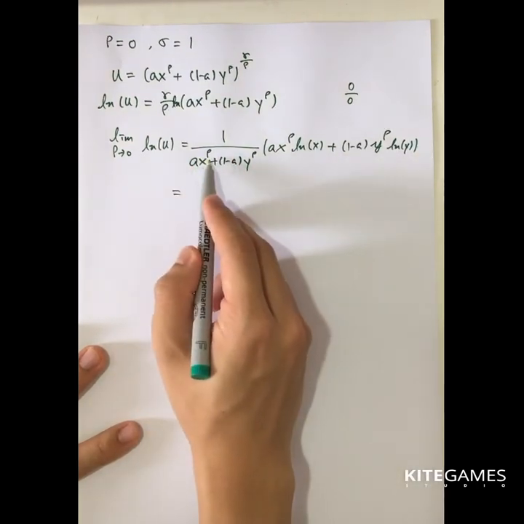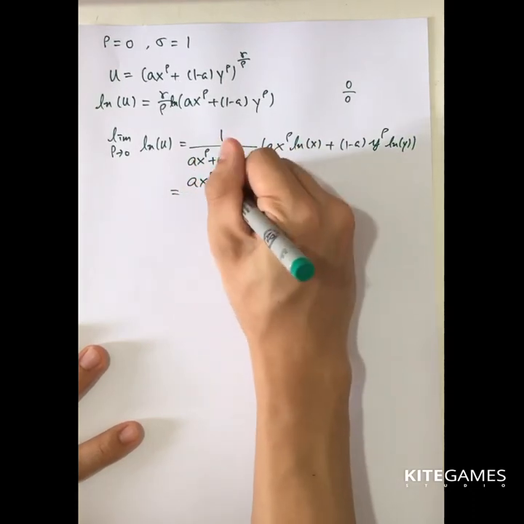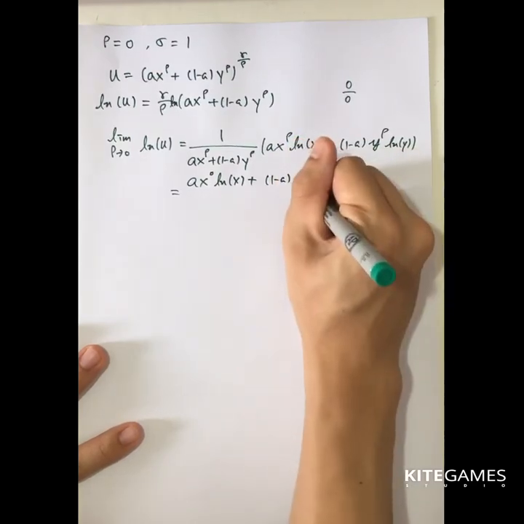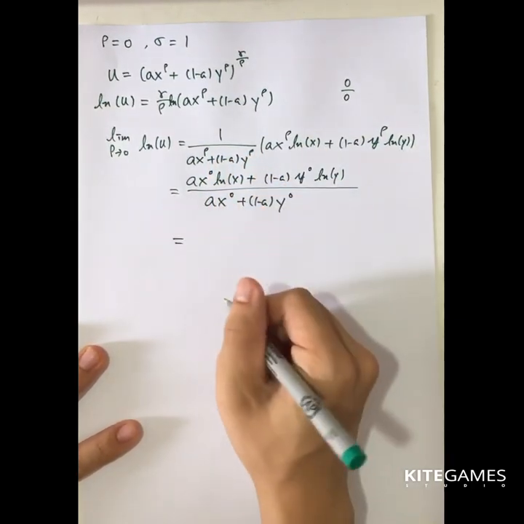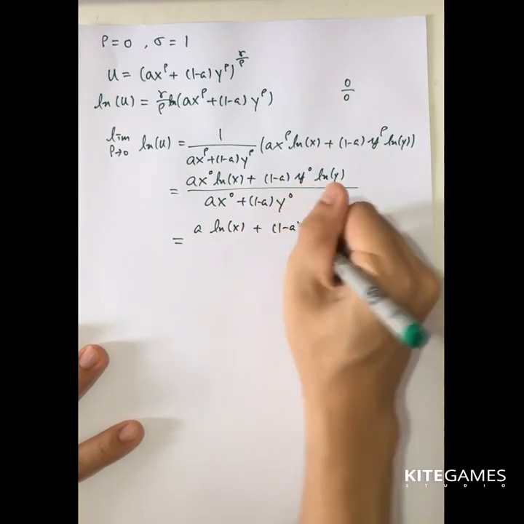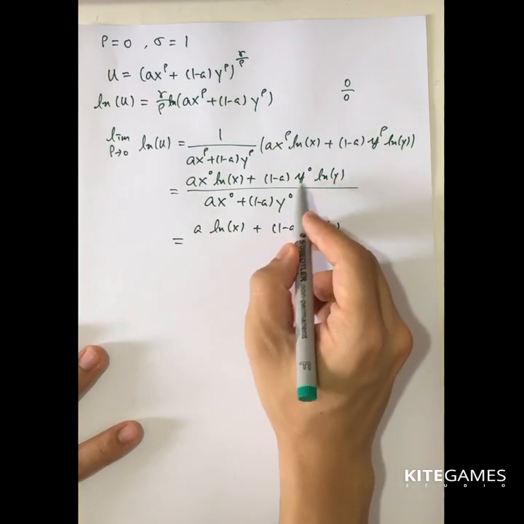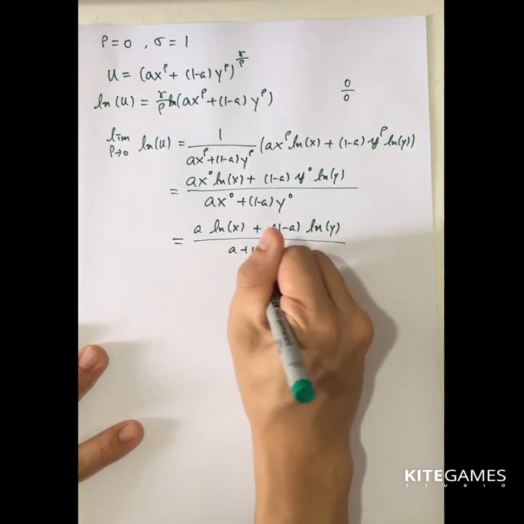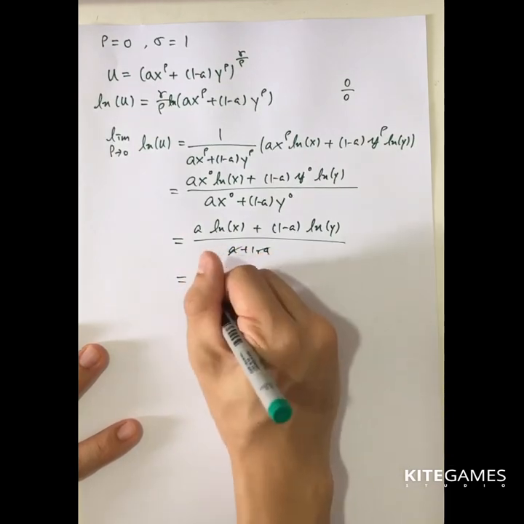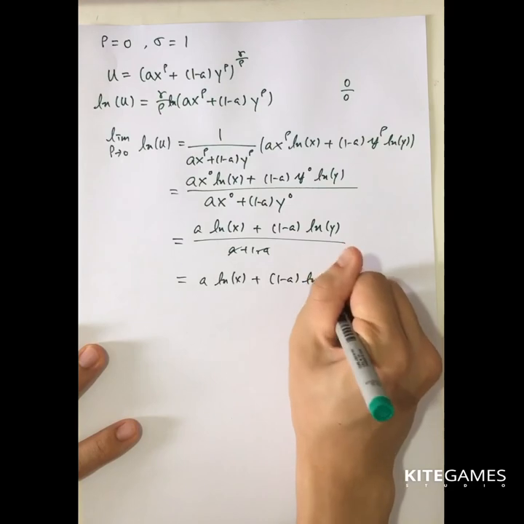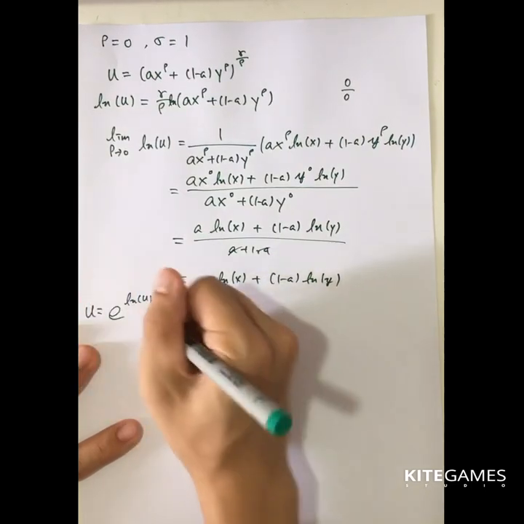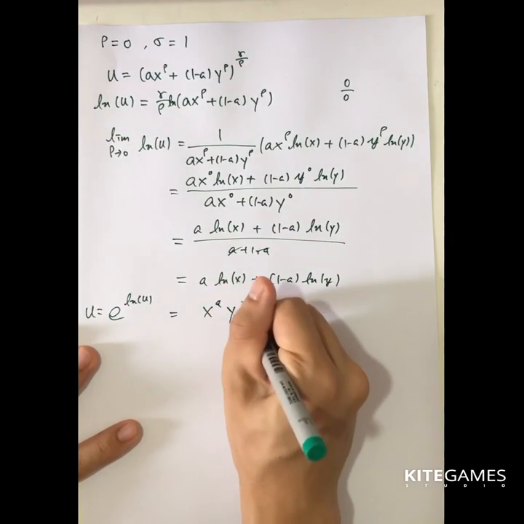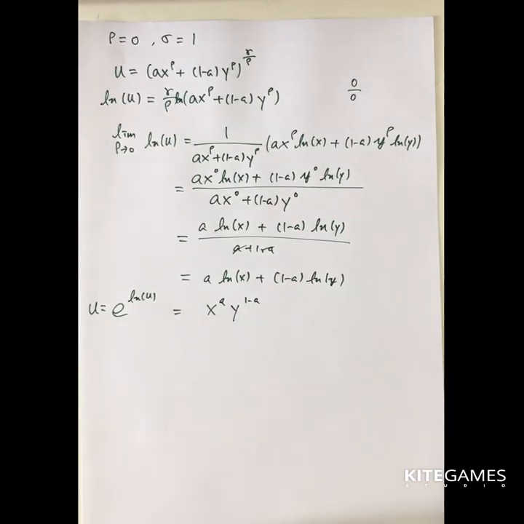So if we put ρ to be 0, we will get (ax^0 log x + (1−a)y^0 log y) for the numerator, and for the denominator, ax^0 + (1−a)y^0. So this is equal to a log x plus (1−a) log y, because anything raised to the power 0 is 1, divided by a plus (1−a), that is 1. So this is equal to a log x plus (1−a) log y. Then I take the exponential function of the log u, and I will get back the u at the end. So this is equal to x raised to the power a times y raised to the power 1−a. Okay. So this is how you use mathematics to show the property of indifference curves and various types of utility functions.